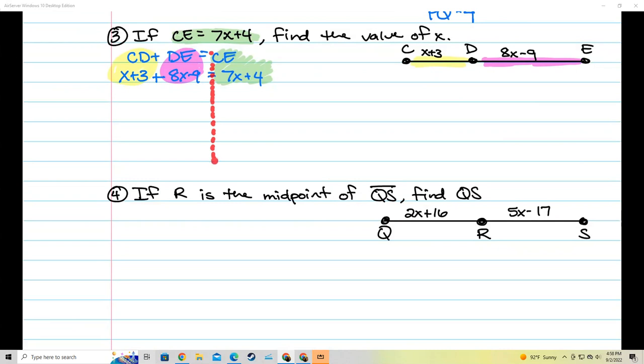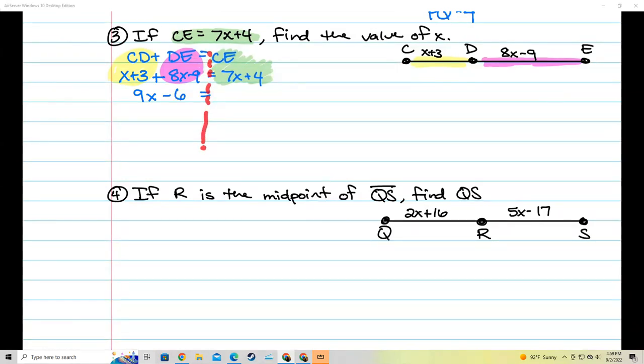Here's the equal sign, and I'm going to go ahead and combine like terms. So on the left-hand side of that equal sign, are there any like terms? Yep, there's an x and an 8x. When I add those up, it's going to be 9x. There's also a 3 and a negative 9, and when I add those up, I'm going to get negative 6. So let's go ahead and write down what I ended up with. I ended up with 9x minus 6 equals, again, here's that equal sign.